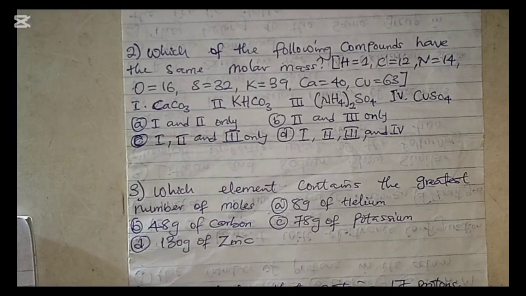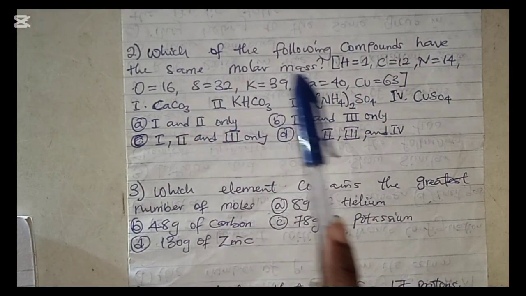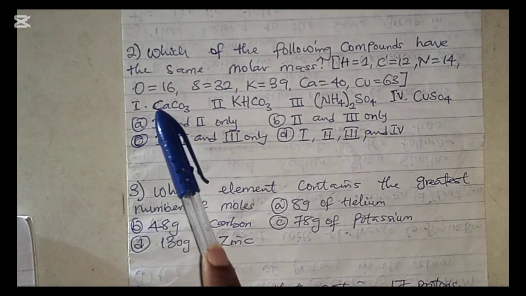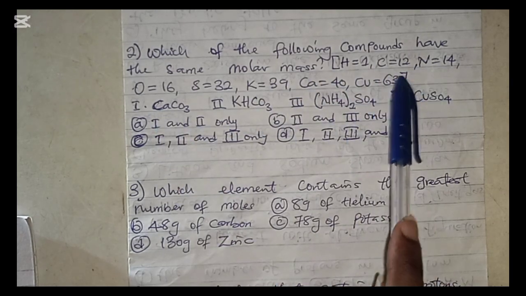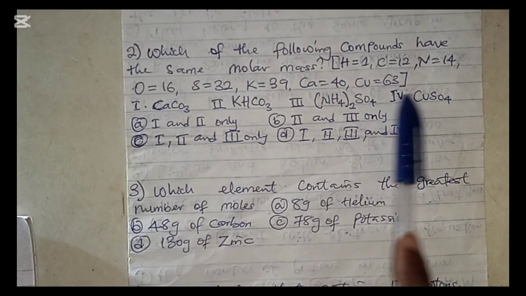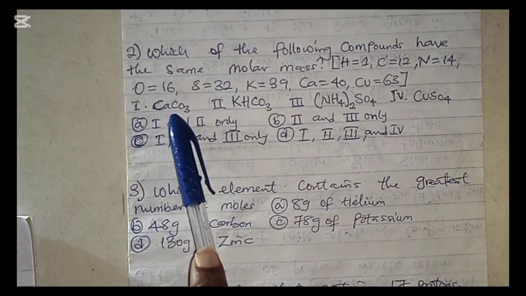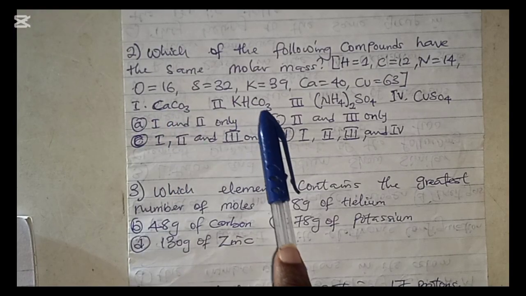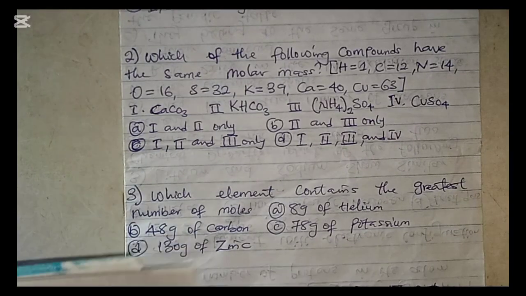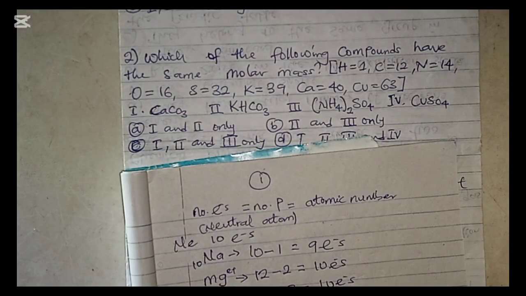Now, for question number 2, it says, which of the following compounds have the same molar mass? Now, look at the compounds. We're given the relative atomic masses of the elements we'll see in the compounds. So we have I, which is CaCO3. We have KHCO3. We have this and we have this. Now, to find them, we would have to find the molar masses of each of these compounds.